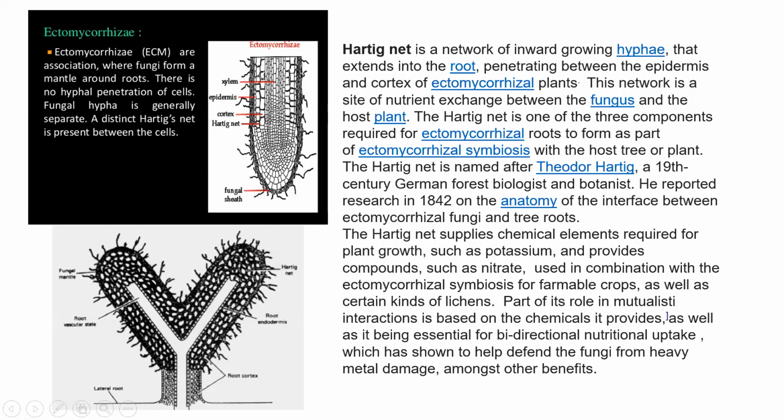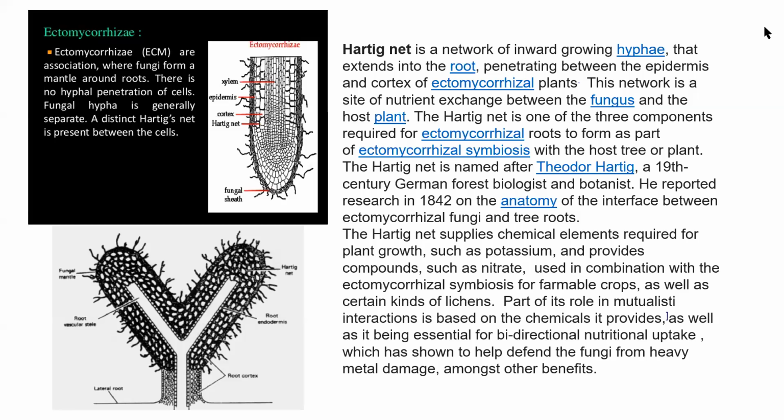So it is called ectomycorrhiza, which results in dichotomous branching of the root hairs. So what happens is it has more surface area. Each rootlet, if it is dichotomously branched, has more surface area, it can penetrate deeper, and it can absorb more nutrients from the soil and give them to the plant. So ectomycorrhizal associations are very beneficial.